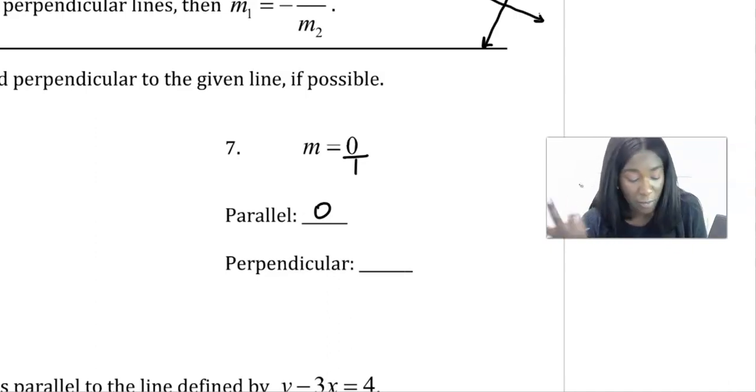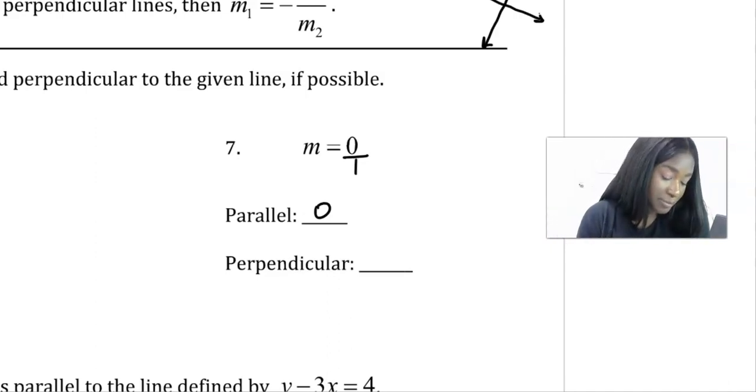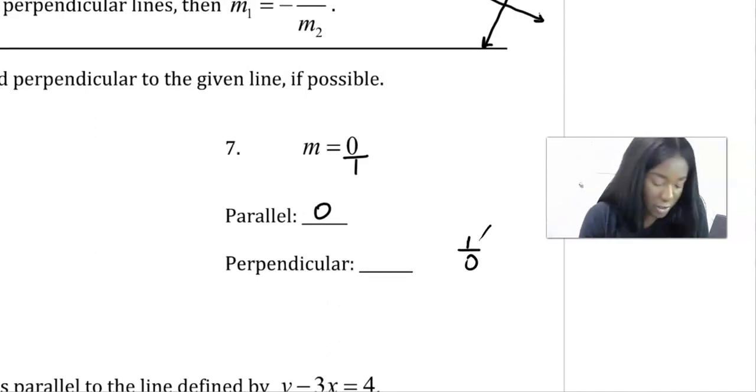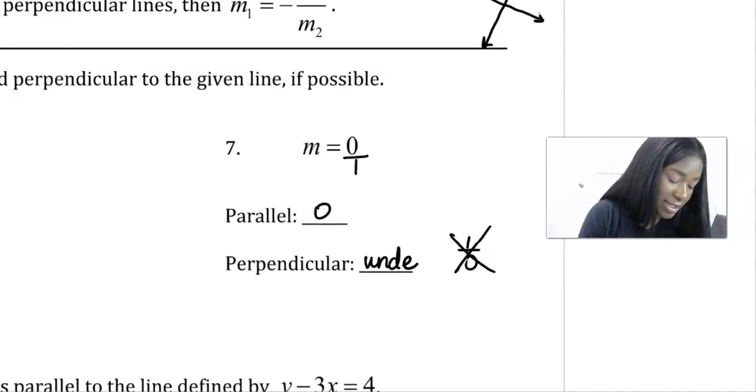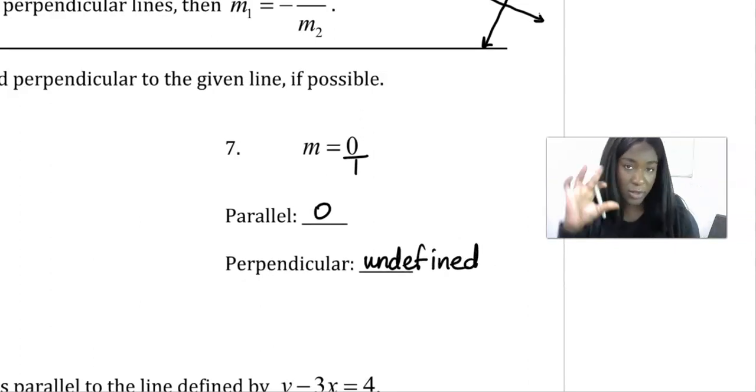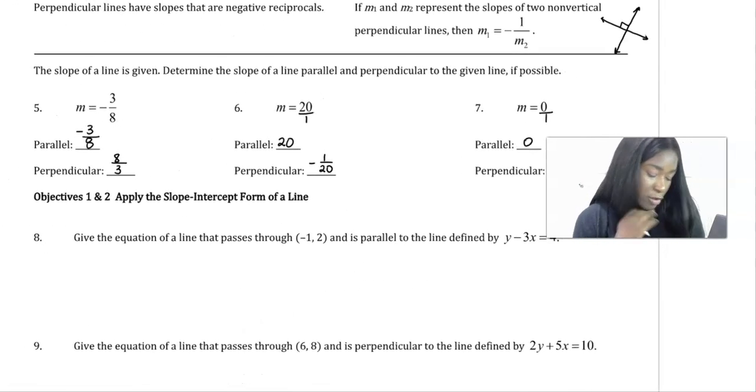Reciprocal means flip it, but if I were to flip it, I get 1/0. Please do not put that on your paper. That is undefined. If the slope of a line is 0, the perpendicular line would have a slope that is undefined because you cannot have 0 in the denominator. You cannot flip that. So now let's look at some examples.